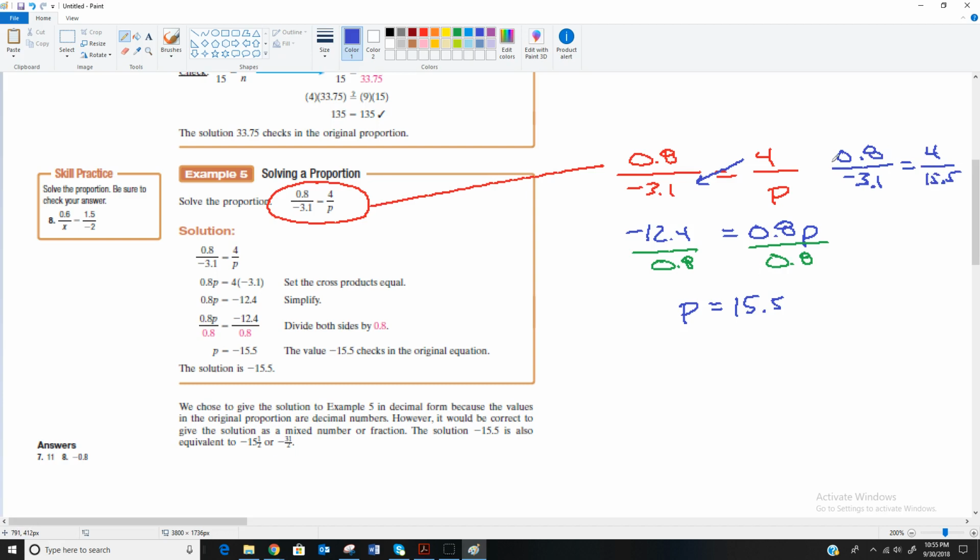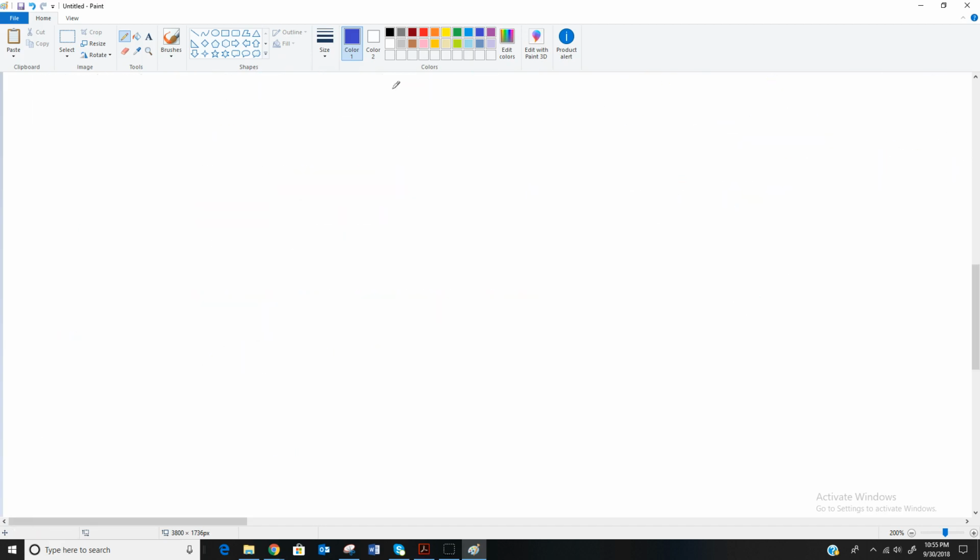Oh, and I did make an error. This shouldn't be a positive 15.5. I divided, I should get a negative 15.5 here. So 0.8 is to negative 3.1 as 4 is to negative 15.5. And of course that's important. These won't be equal if one is overall negative and the other is positive.